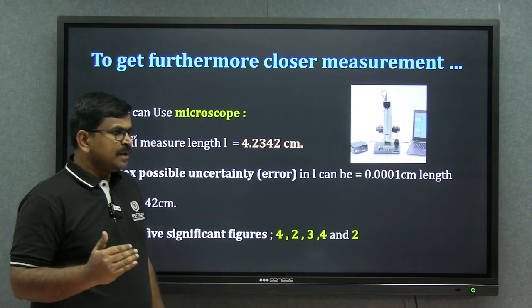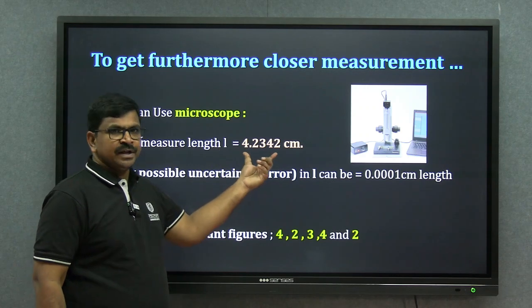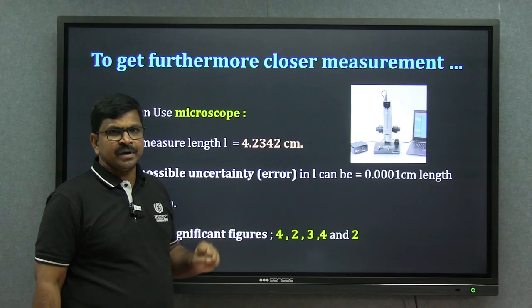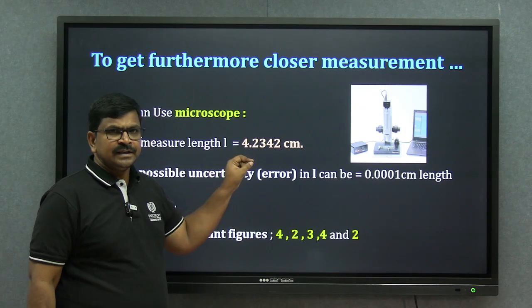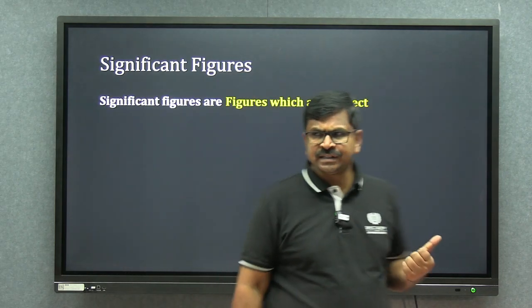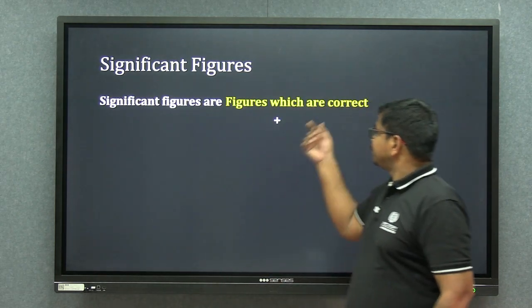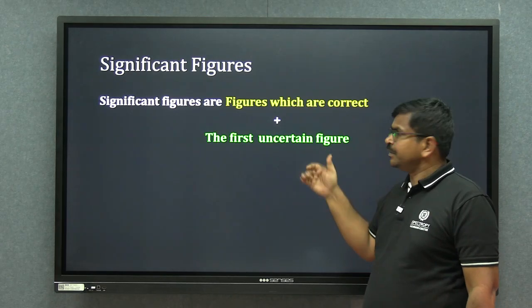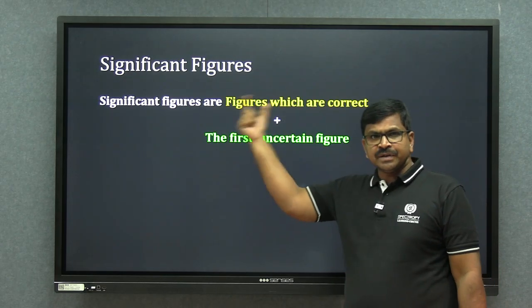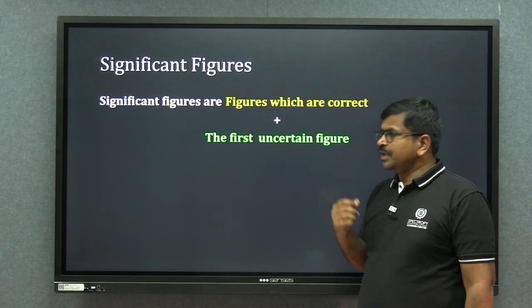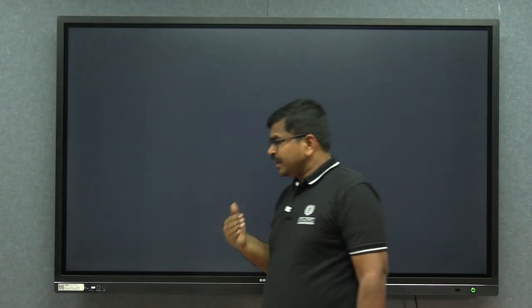And the second thing, the measured value, whichever it is, indicates that some digits are there to represent the measurement, and those digits are called significant figures. The significant figures definition can be understood in this way: the number of figures which are correct and one uncertain digit, the first uncertain digit, all together give us the measurement of any quantity, and that we call significant figures. To estimate the number of significant figures, we have developed a shortcut technique.